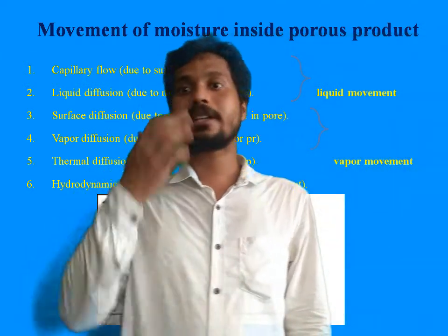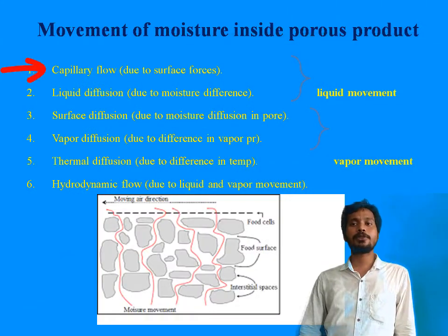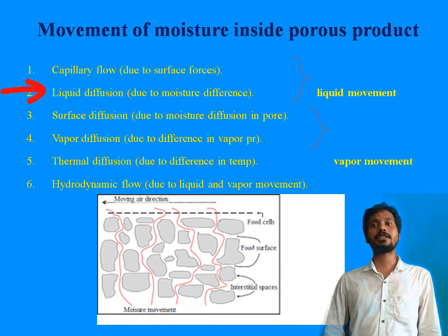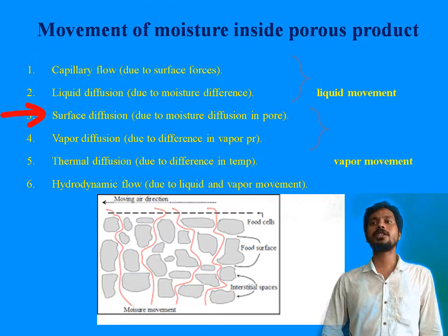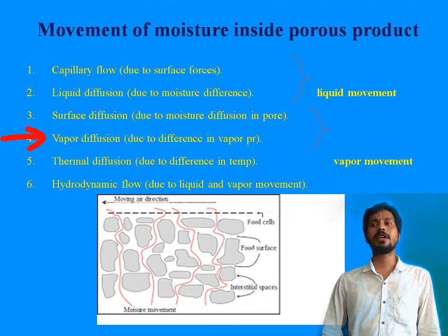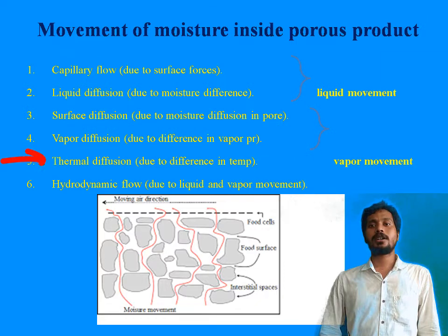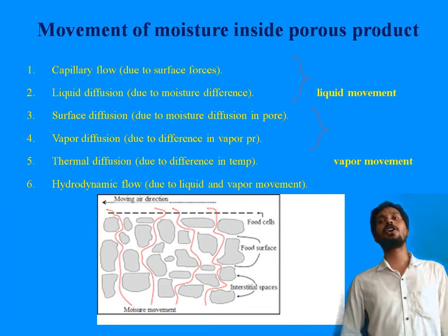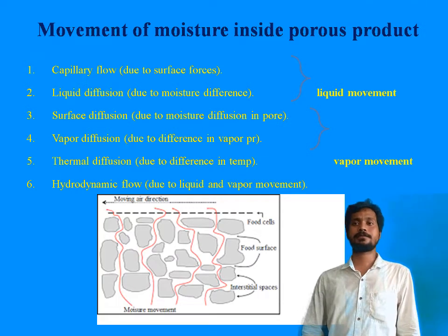According to that, we can classify here. Number one, capillary flow due to surface force, and liquid diffusion due to moisture difference, surface diffusion due to moisture diffusion in pore, and then vapor diffusion due to difference in vapor pressure, thermal diffusion due to difference in temperature, and hydrodynamic flow, that is due to liquid and vapor movement. So this is about the movement of moisture inside the product.